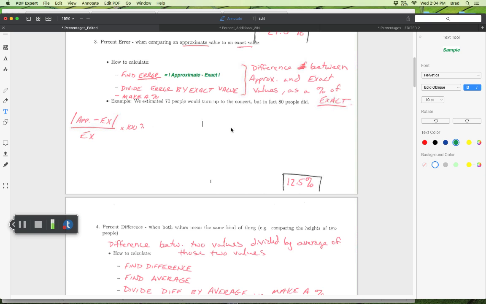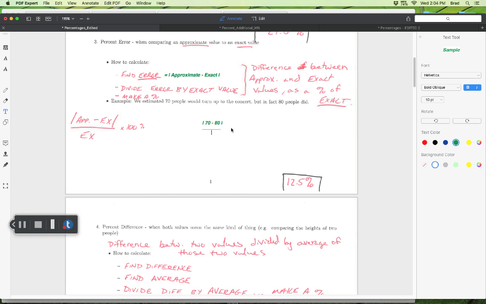And so the way we would get that is we would say, all right, we need to take the absolute value of, well, we could do 70 minus 80. What is that giving us again? That's giving us how far away we were from the exact value. It's giving us our error. And then we're going to divide it with this fancy line like here, because PDF Expert doesn't have a math writing thing. And we're going to compare it to, what are we going to divide it by?